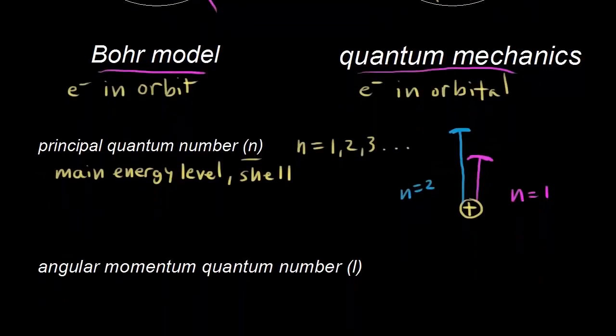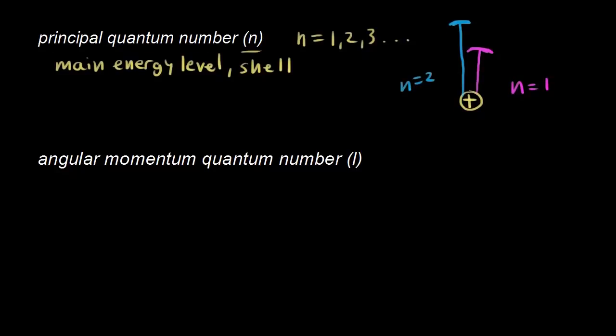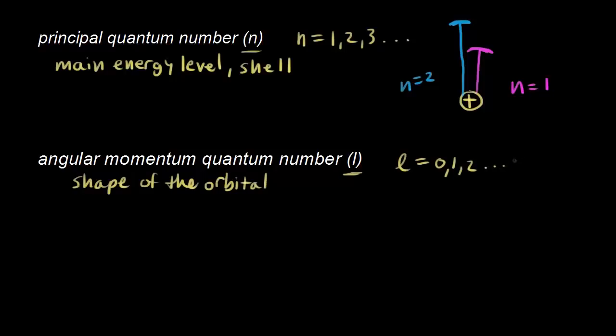All right, our second quantum number is called the angular momentum quantum number. It is symbolized by l, and l indicates the shape of the orbital. So this will tell us the shape of the orbital. Values for l are dependent on n. The values for l go from 0 all the way up to n minus 1. So it could be 0, 1, 2, or however many values there are up to n minus 1.